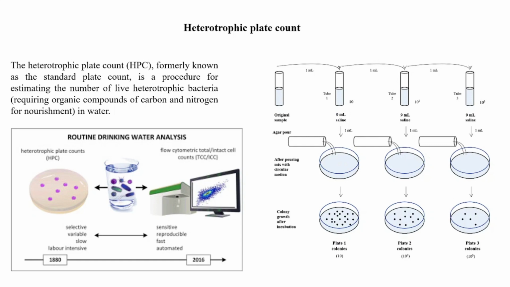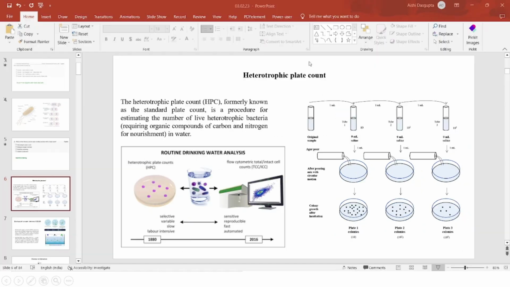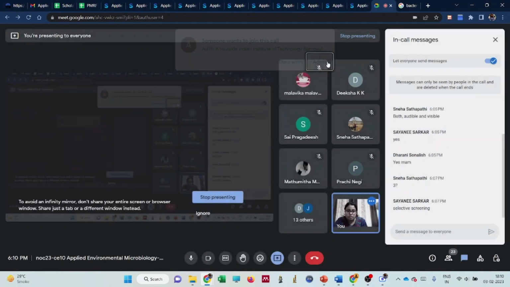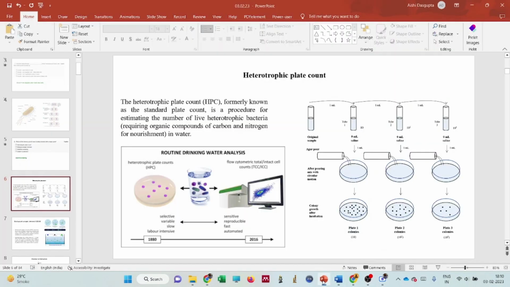But as we do serial dilutions, 10 to the power minus 1, minus 2, minus 3, minus 4, by the time we reach minus 4, minus 5, we'll be able to count bacteria really well. That is also visible in this schematic diagram. Plate 1 has a lot of bacteria, but as we move on doing dilutions, the number of colonies are getting less. This is a heterotrophic plate count that is used to see the number of bacteria.